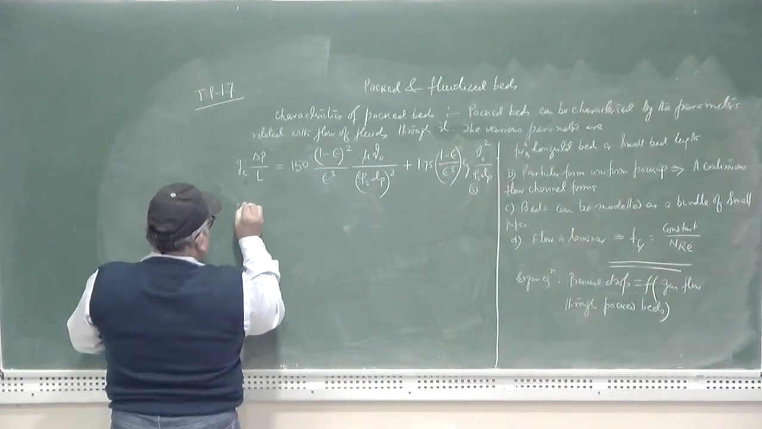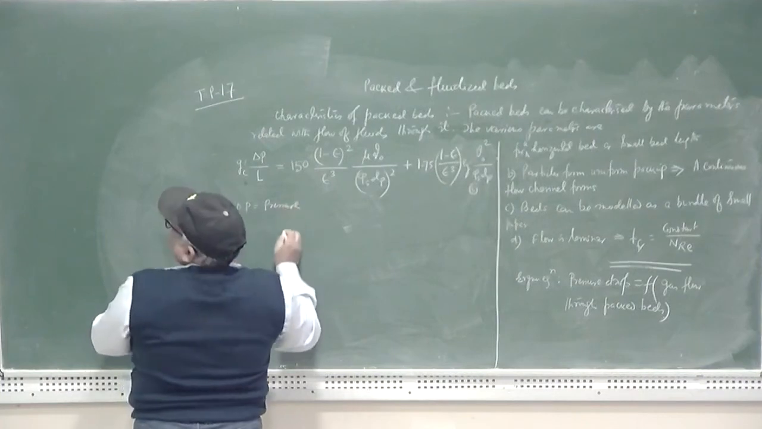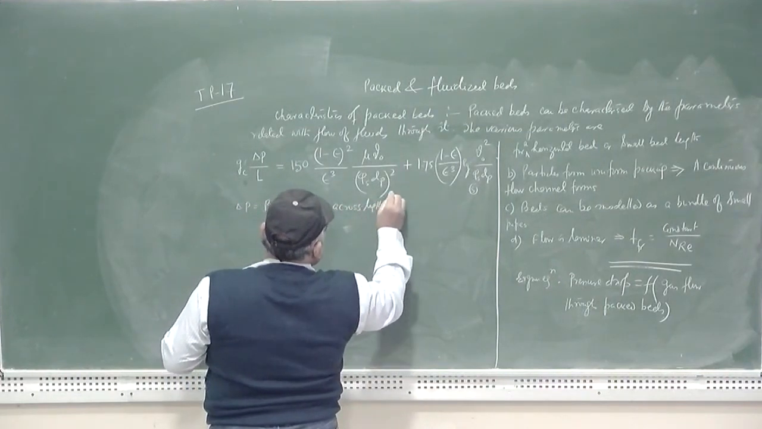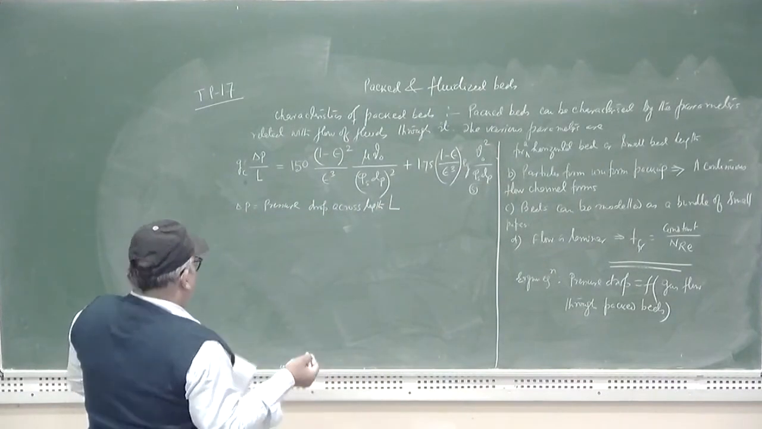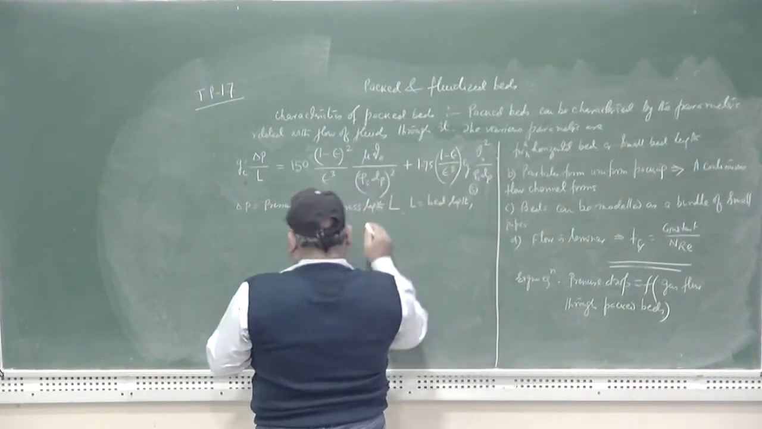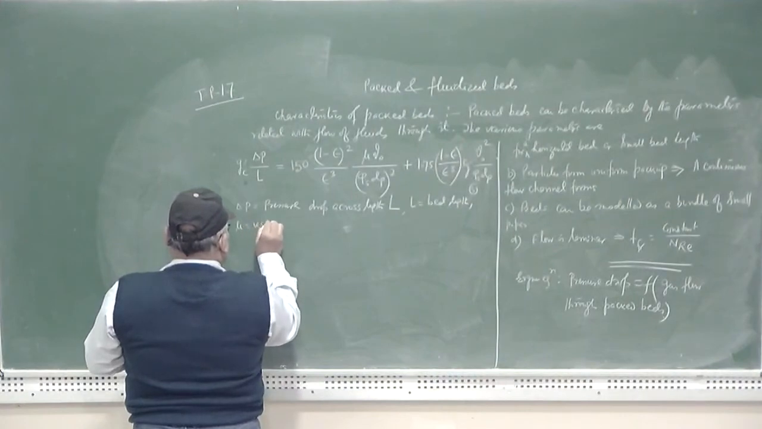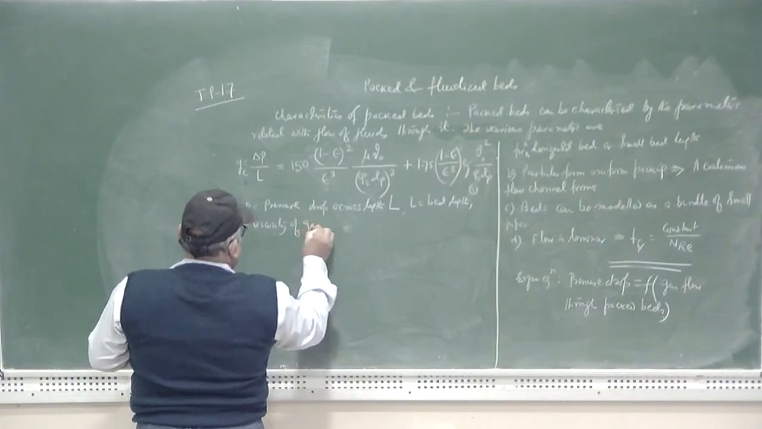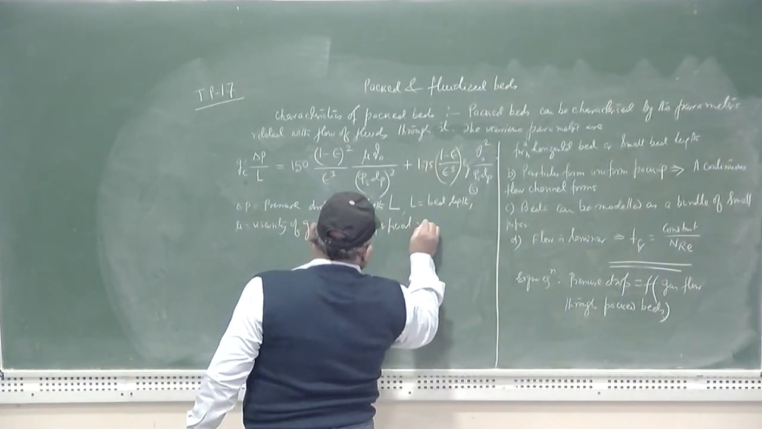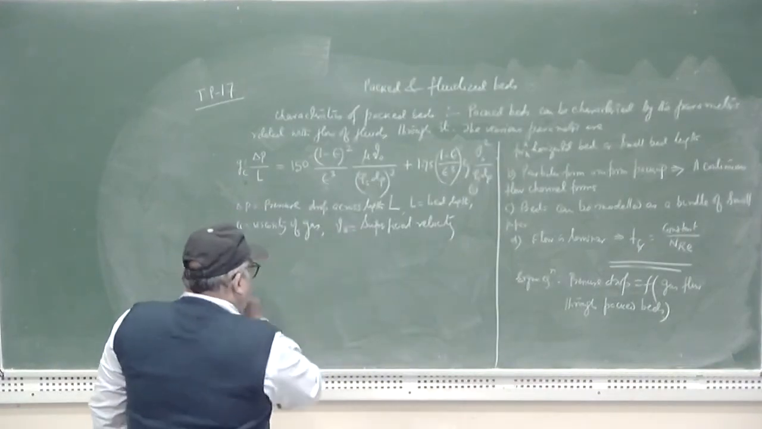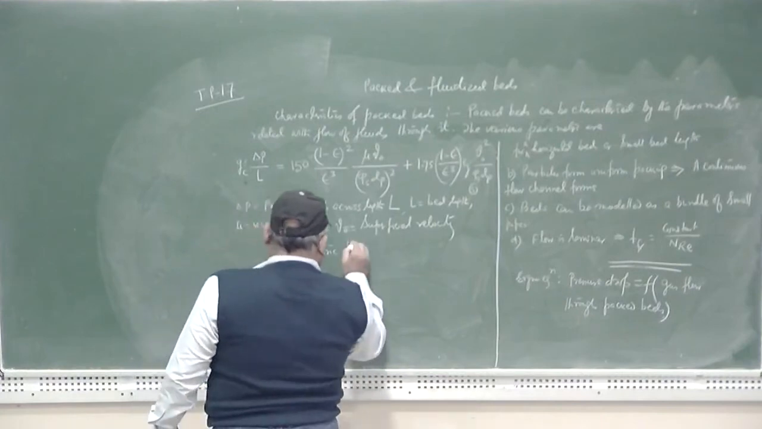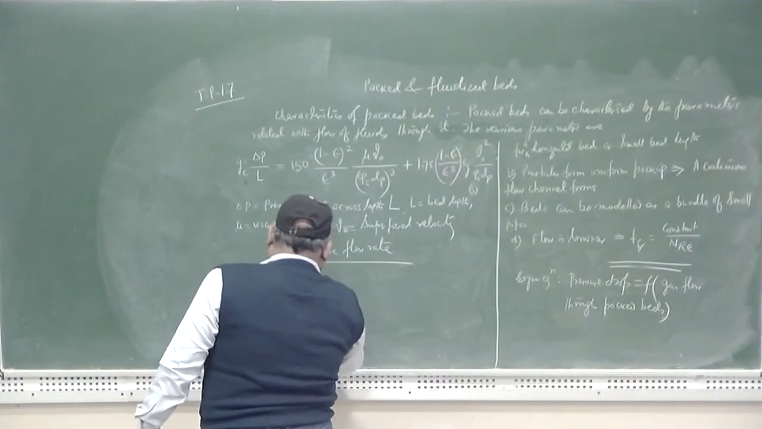Delta P here is the pressure drop across length L. Phi s, dp, epsilon you already know. L is the bed length, mu is the viscosity of gas, and this V naught is called the superficial velocity, and it is defined as volumetric flow rate divided by cross sectional area of bed.